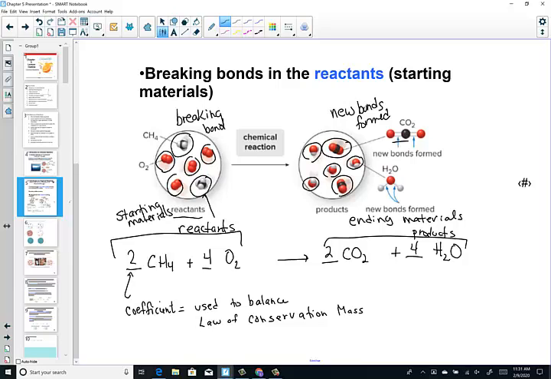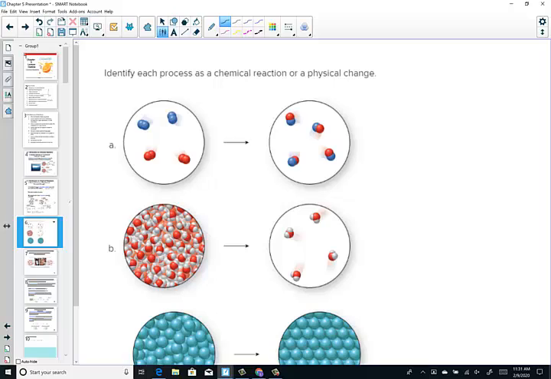So we use coefficients to make sure we can account for all of the starting atoms on the product side. And so that's where we're counting each individual element. We will practice balancing equations. Plenty of practice coming up. But now this skill is just trying to remember, is this a chemical change or a physical change? Can we represent the following as reactions, or are they physical processes?